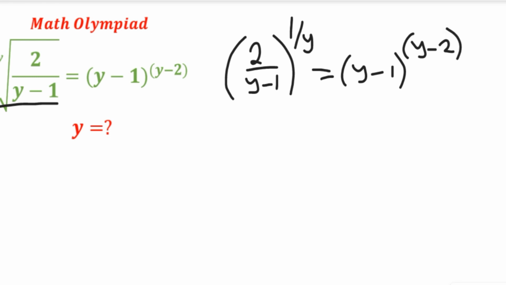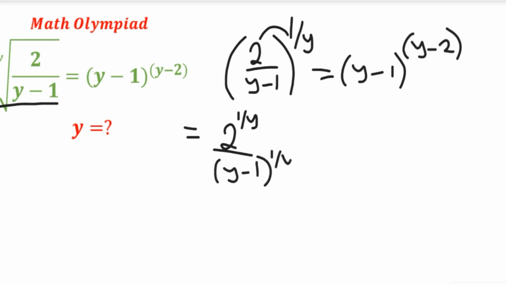According to the law of indices, this power can be shared among the fraction, and that will give us 2 to the power of 1 over y divided by y minus 1 to the power of 1 over y, and that will be equal to y minus 1 to the power of y minus 2. So what we'll do next is to reduce this fraction.